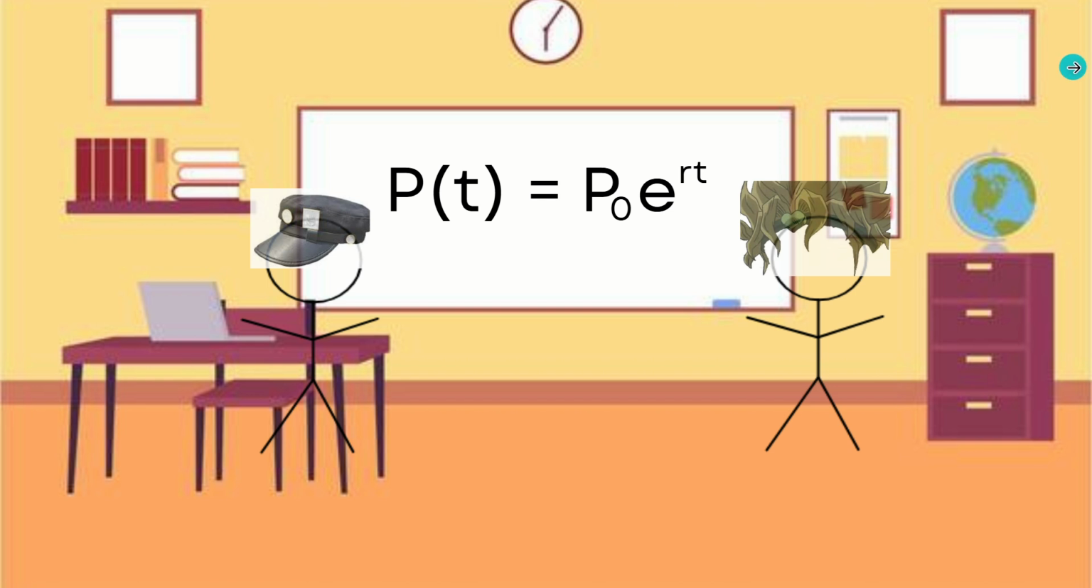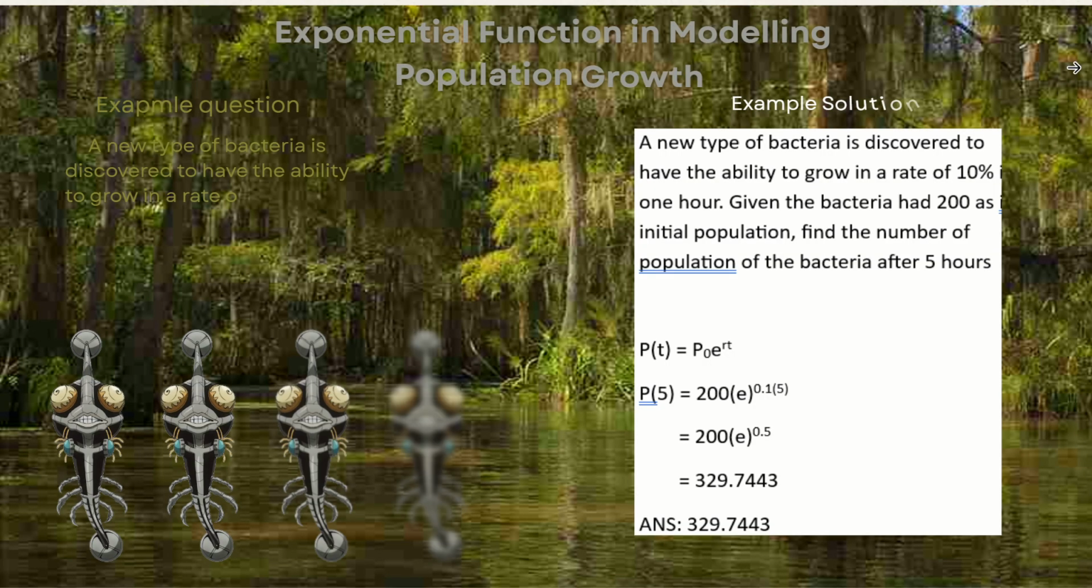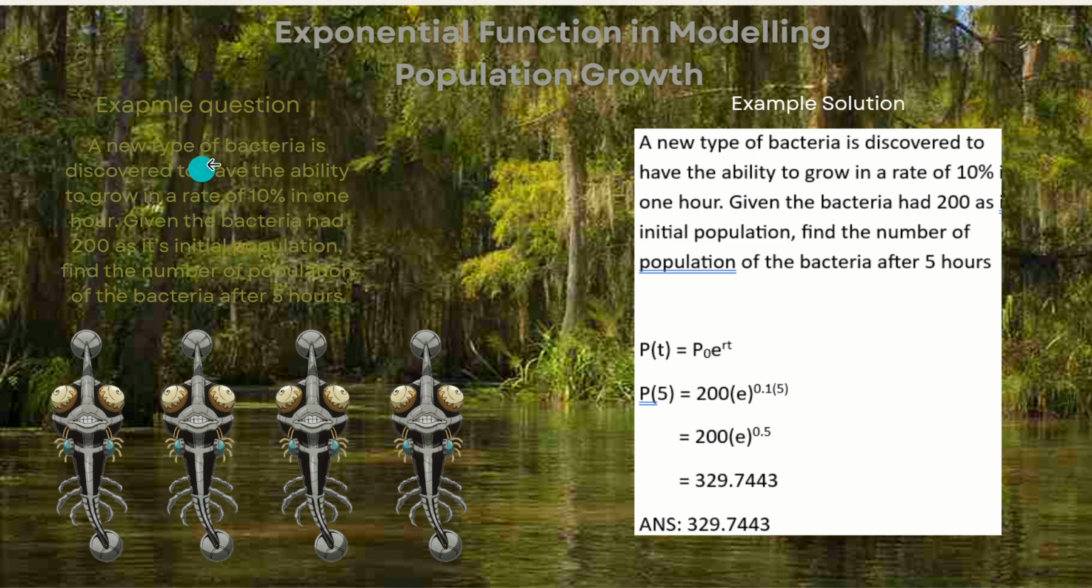So let us begin our main topic. I'll briefly talk about population growth and modeling it. So basically, as you can see, a sample question: a new type of bacteria is discovered to have the ability to grow at a rate of 10% in 1 hour. Given the bacteria had 200 as initial population, find the population of the bacteria after 5 hours.